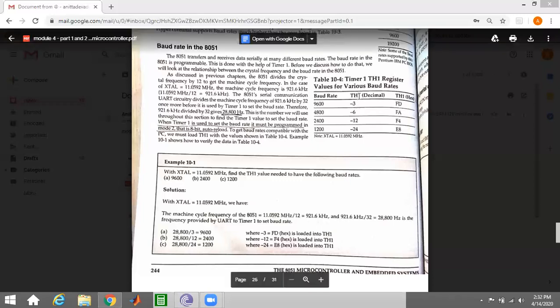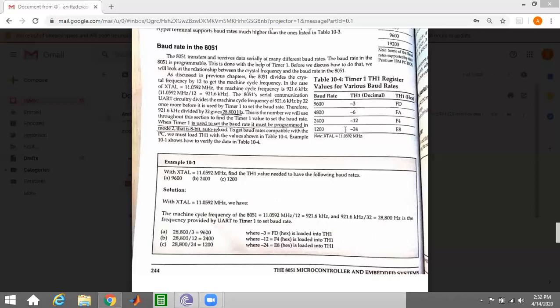See here itself they have given: if the crystal frequency is 11.0592, then for baud rate 9600, the value for Timer 1 is minus 3, and it is written in hex as FD. You put minus 3 in the calculator and you will get the answer as FD. This program is simple only, right? Okay, now we'll move to the next program.